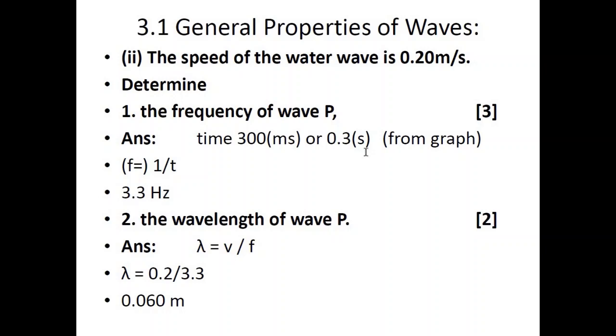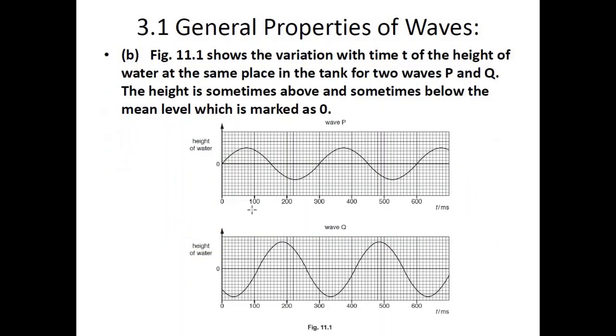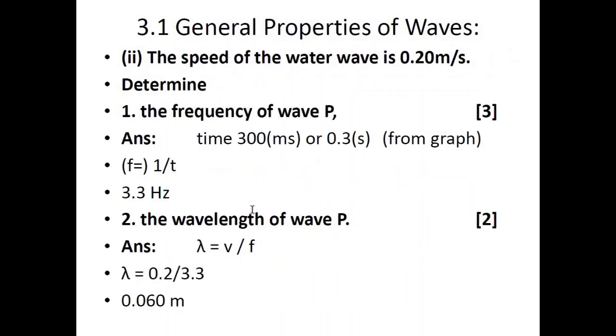That gives us 3.3 hertz. The wavelength of wave P: how do you find the wavelength? Simply we use the formula lambda equals speed divided by frequency. We have just found the frequency. We put it in the formula, the speed is given over here, 0.2 divided by 3.3 would give us 0.06 meters. That would be the wavelength.